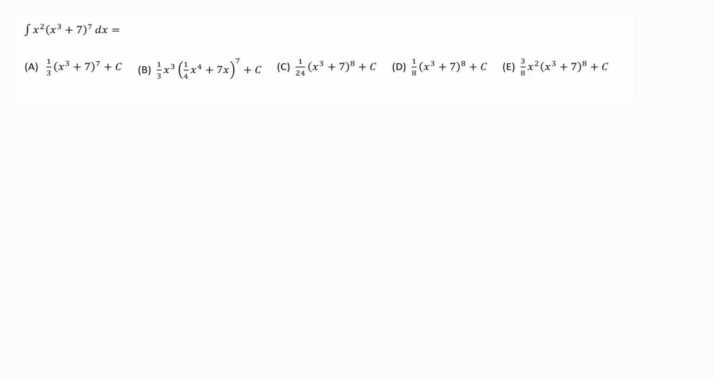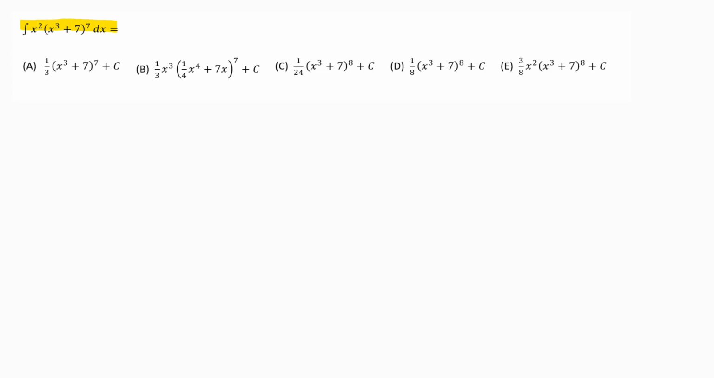Here we have an example of an antiderivative, an indefinite integral problem. We're being asked to find the integral of x squared times (x to the third plus 7) raised to the 7th, dx. When we look down at an integral problem and we see more than just a bunch of stuff being added and subtracted, the bells and whistles go off that we're looking at a U-substitution problem.